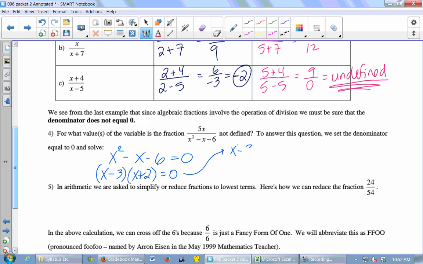So either x minus 3 equals 0, or x plus 2 equals 0, and you get x equals 3, or x equals -2. So those are your two x values that make that fraction undefined. Because if you put those x values in, you get 0 in the denominator, an undefined fraction.